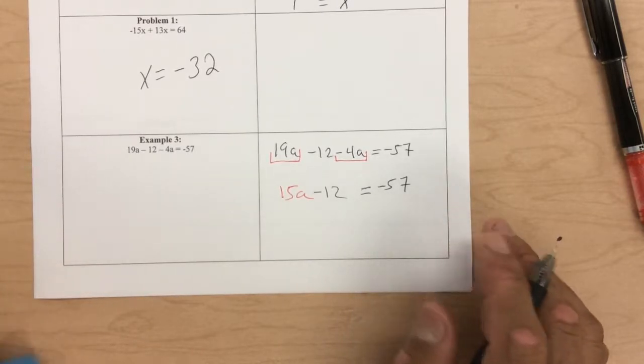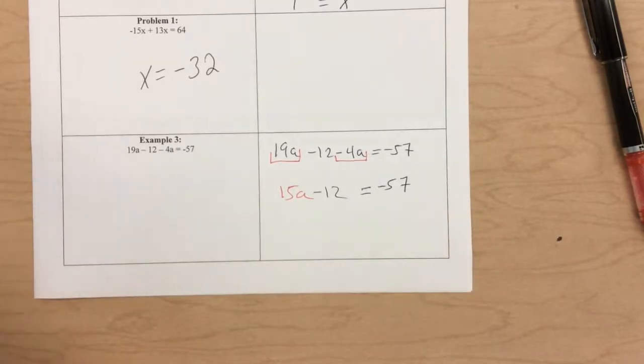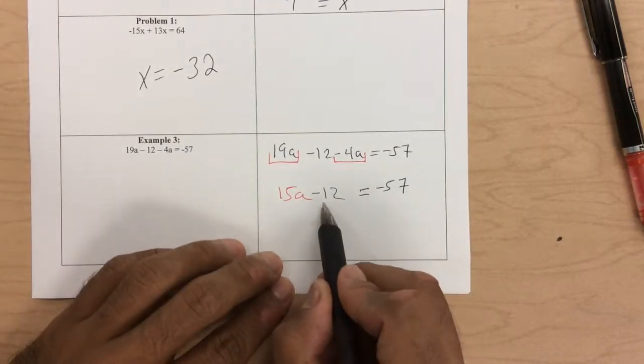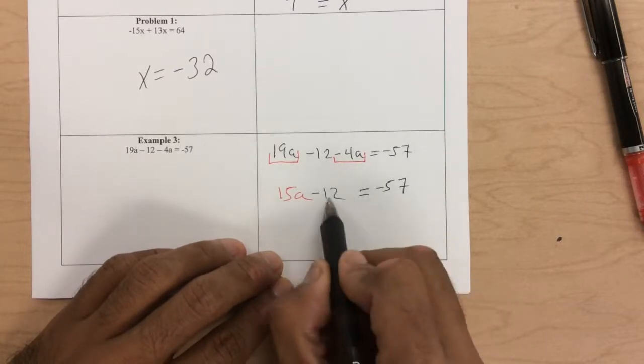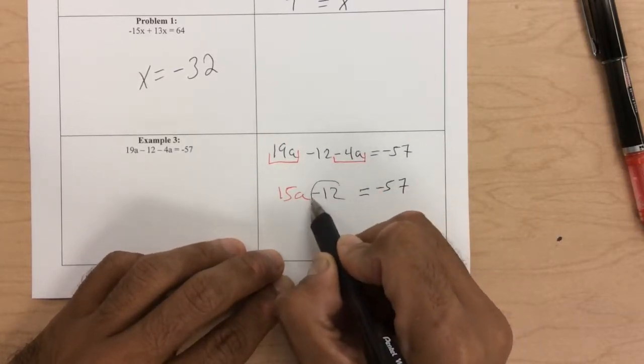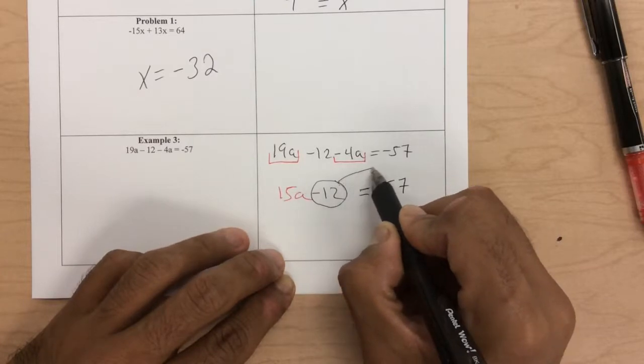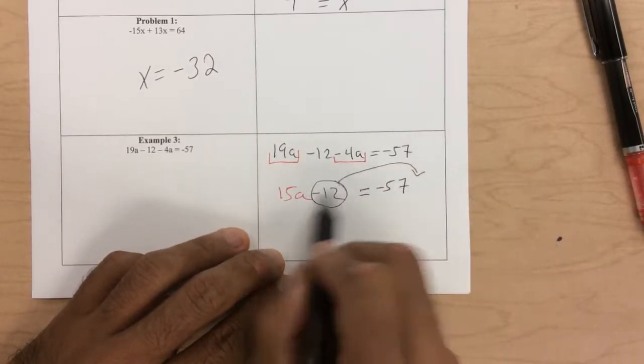Step 3, move the constant. In this situation, there is a constant in this specific problem, minus 12. So to be able to move it to the other side, I got to take this minus 12 and throw it to the other side.